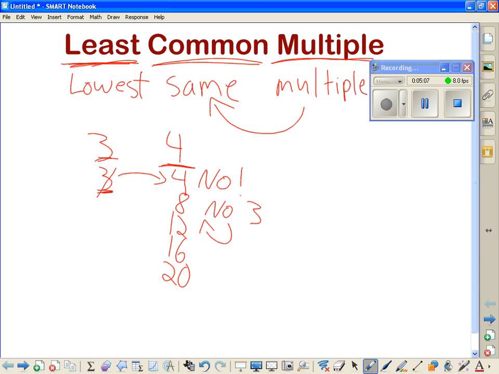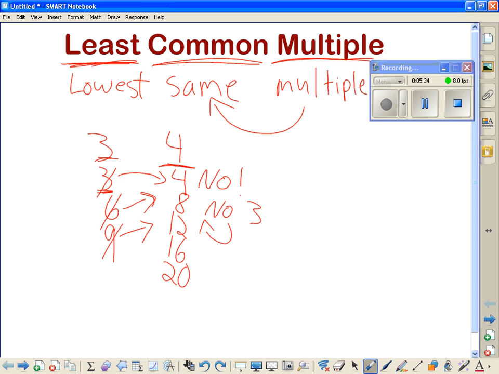The next multiple of 3 is 6. We're going to do the same thing. Do we see 6 on this side at all? And the answer is no. It's not the lowest common multiple. We're going to move on to 9. Do you see 9 on this side at all? And the answer, of course, is no. There's no 9 on this line at all. Okay? So we're going to cross out 9.